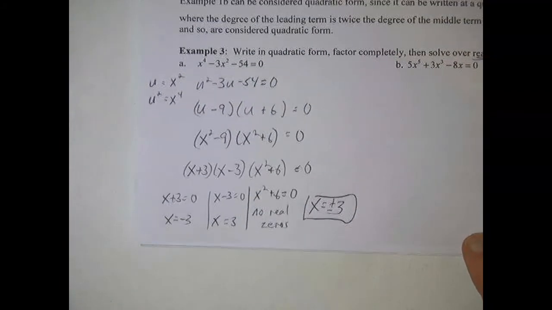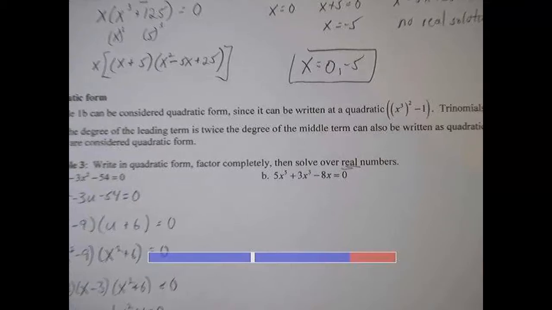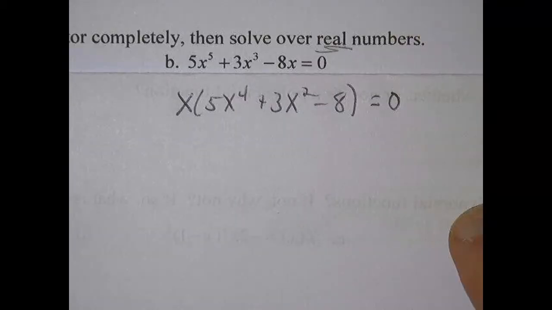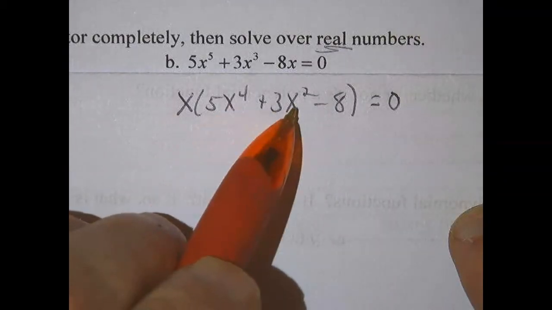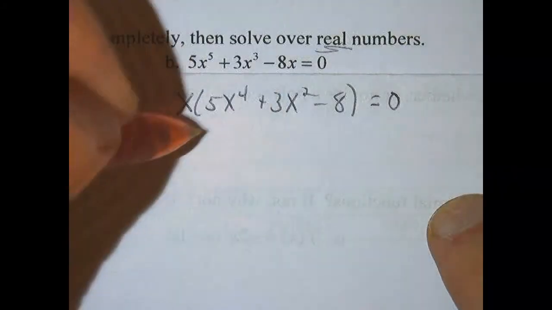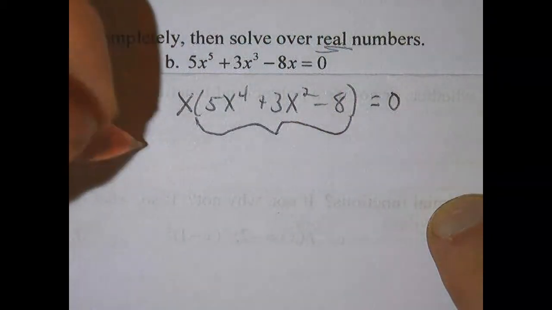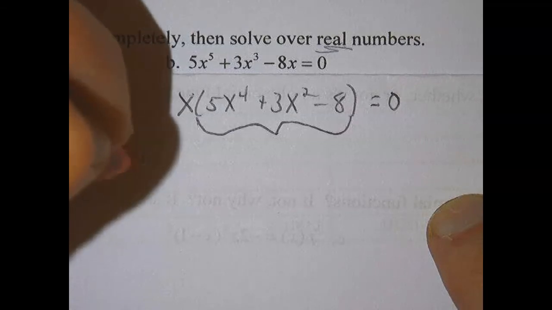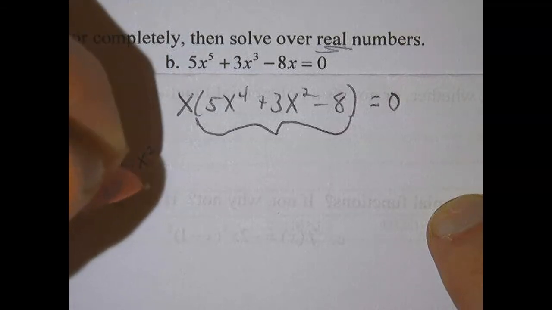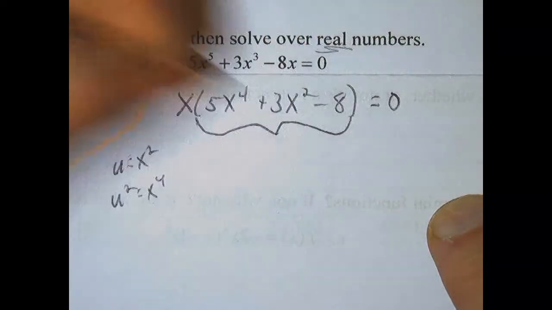All right, let's try one more. This time we're going to first factor out an x. Okay, so there it is again. The middle term is half the degree of the first term, so this inner part here is in quadratic form, so I'm going to go ahead and factor that part. I'm going to let u equal x squared. U squared equals x to the fourth, same as before. I'm just focusing on this trinomial right now.